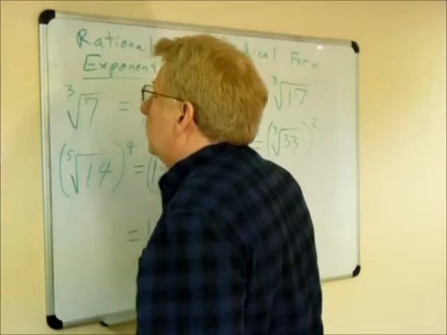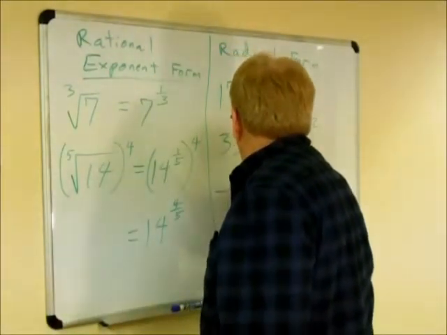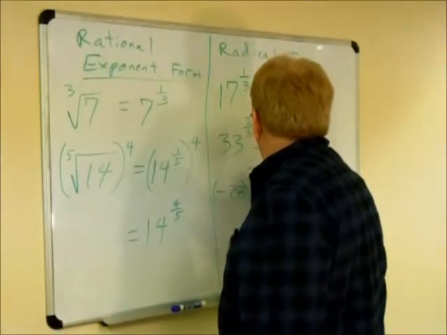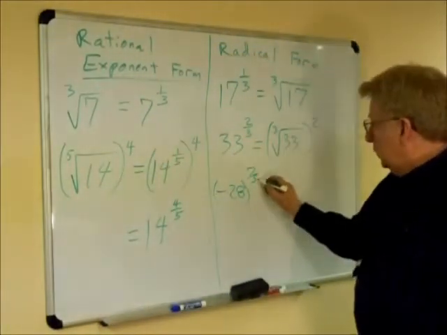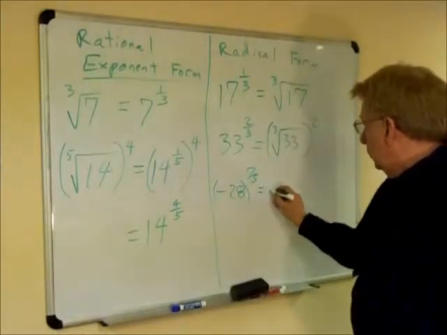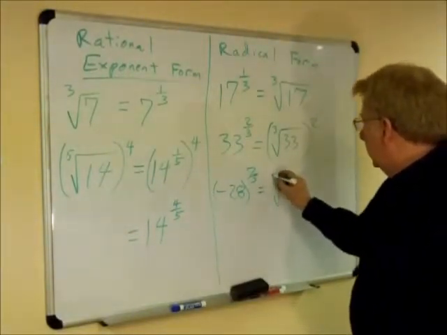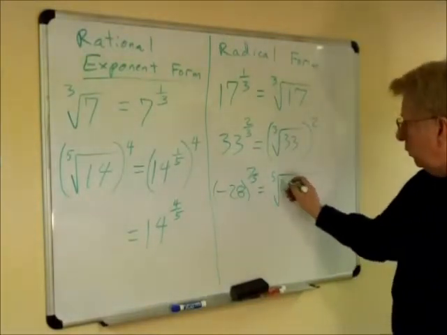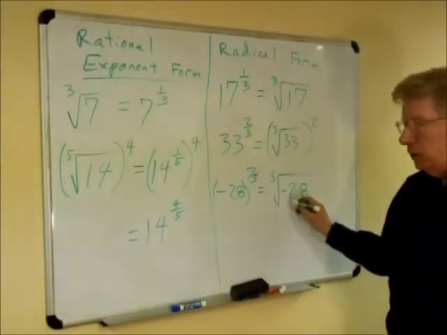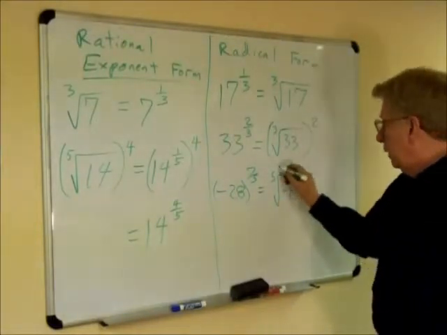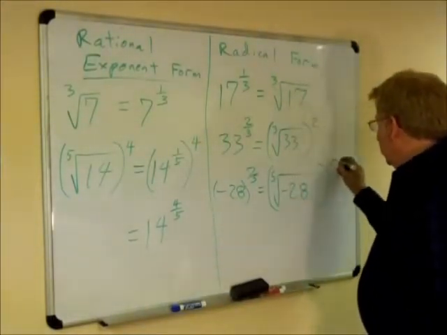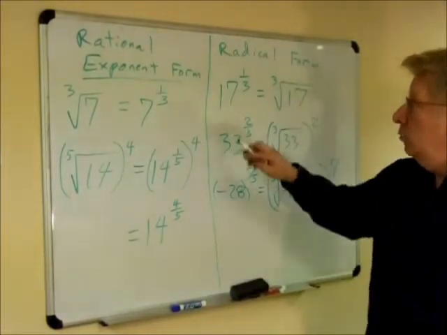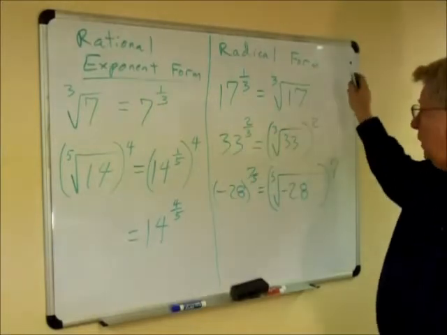Another example, minus 28 to the 7/5. Okay, the 1/5 would be the 5th root of minus 28. And remember, when we have an odd root, then it's okay to have a negative number inside the radical. And then we take that whole thing to the 7th. So those are some examples of rational exponent form and radical form.